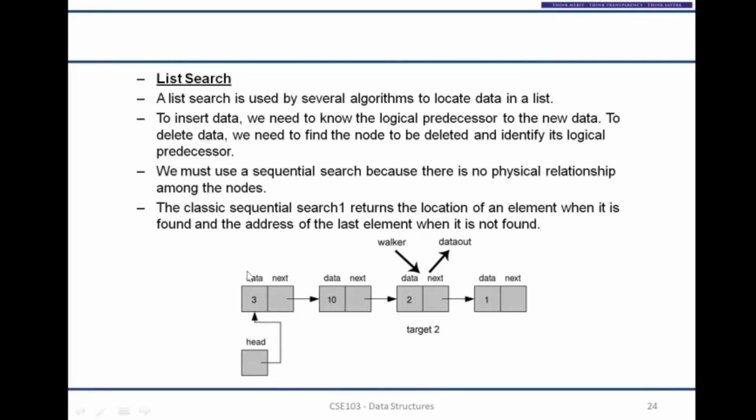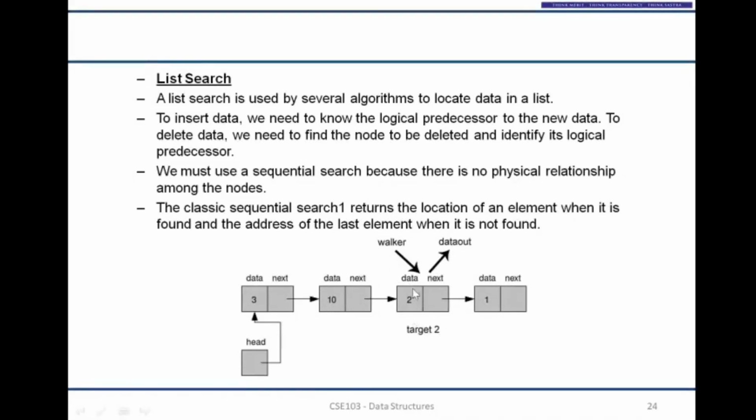3 is not equal to target. So walker equals walker next, so walker next is 10. Now walker will be pointing to 10, and walker data is 10. It is not equal to 2. So again walker equals walker next, that is the next data. Now walker will be pointing to 2, and walker data and target, both are the same. So here the target data is found.